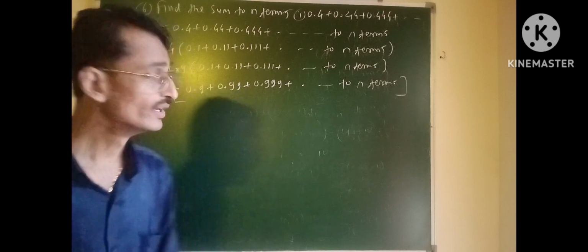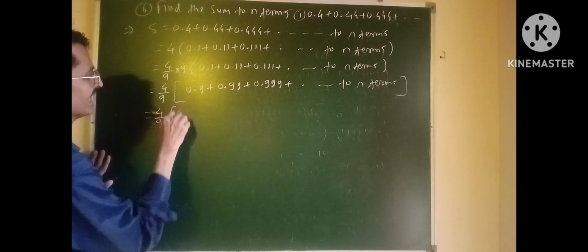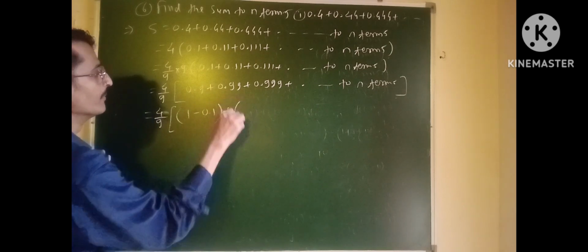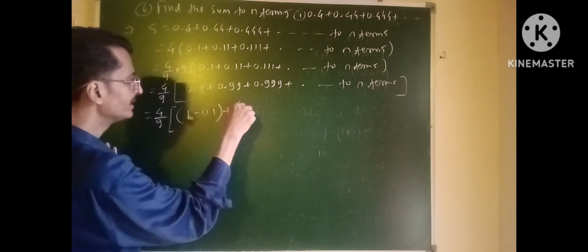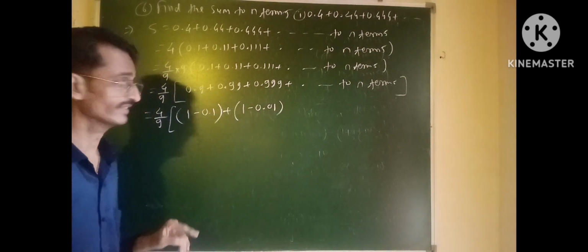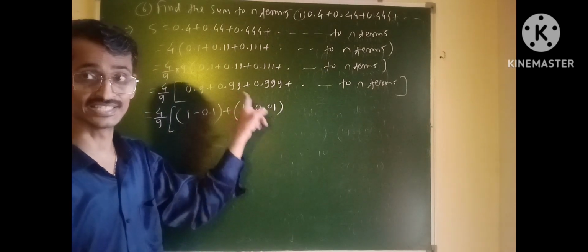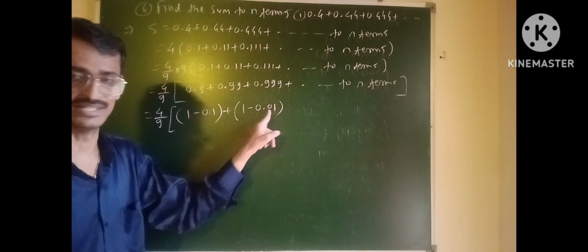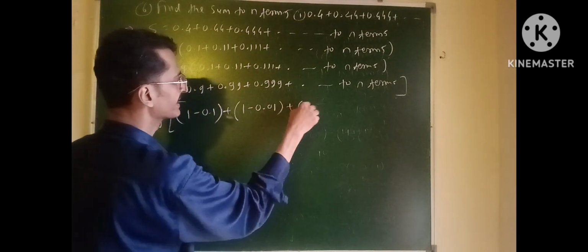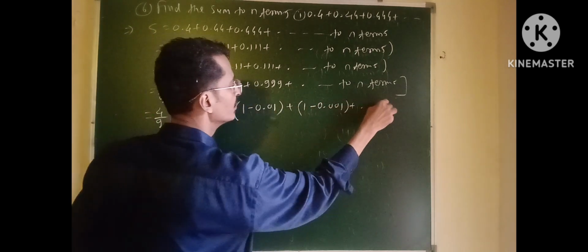How we can solve? So 0.9 write as 1 minus 0.1. 0.99, how we can write 1 minus 0.01. Don't write 0.11. 0.99 we can write 1 minus 0.01. Check this. Add this and this. You will get 1. Next. 0.999 we can write 1 minus 0.001. 2 n terms.